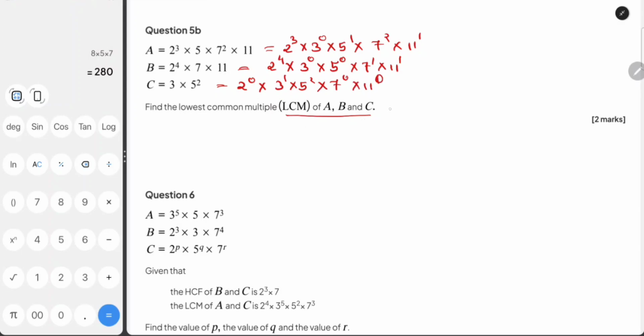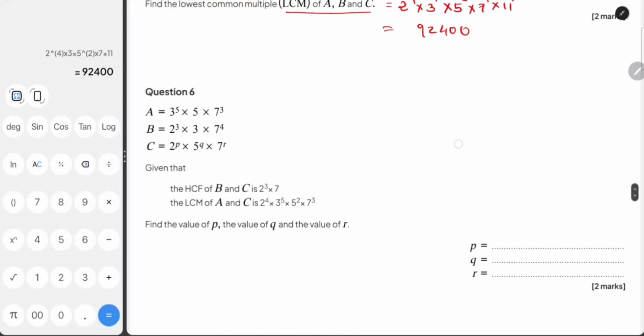Now let's take LCM. For LCM we consider the highest power of each factor. So that's 2 raised to 4, 3 raised to 1, 5 raised to 2, 7 raised to 1, and 11 raised to 1. Clear? Let's use calculator for this. So 2 raised to 4, then multiplied by 3 multiplied by 5 raised to 2 multiplied by 7 multiplied by 11. So you'll get 92400. Clear?